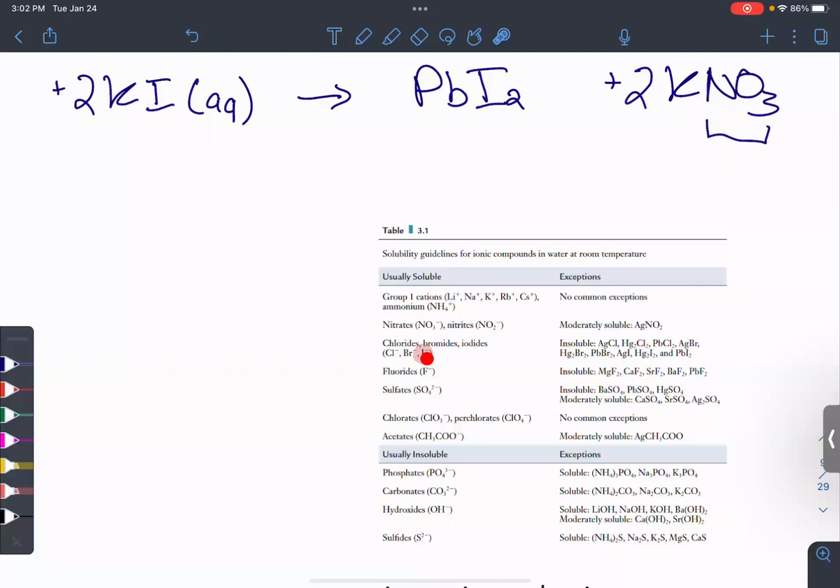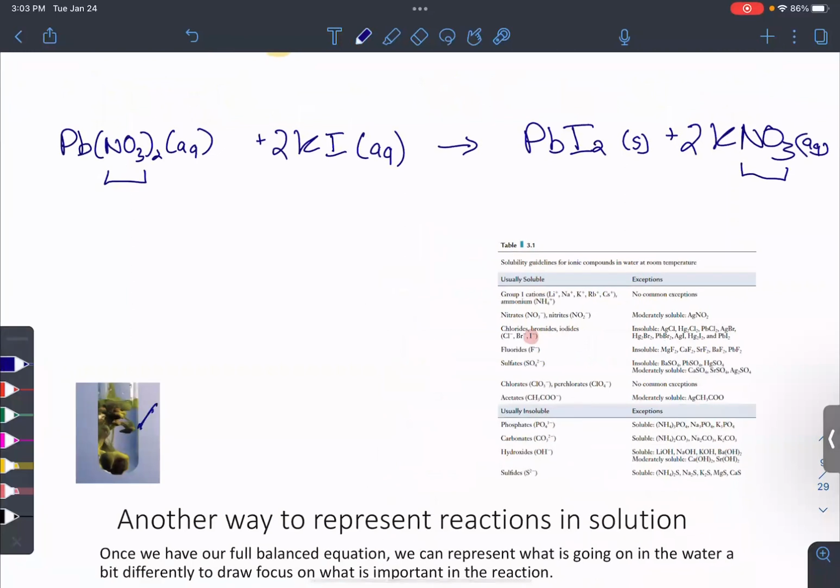Iodides are typically soluble, but lead is an exception. So lead iodide is the solid here. And if you look at nitrates, they're always aqueous. All right, they're always soluble. So we do have one solid being formed here. Great, and this is what it looks like. It's this yellow solid. Usually lead-containing compounds are bright yellow, like our school bus yellow color. All right, so that's our double displacement reaction.